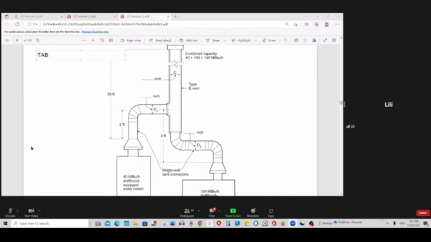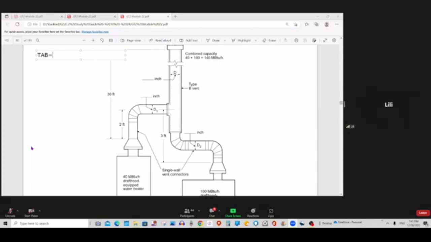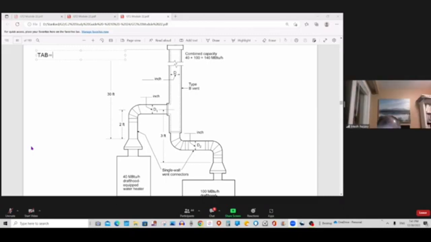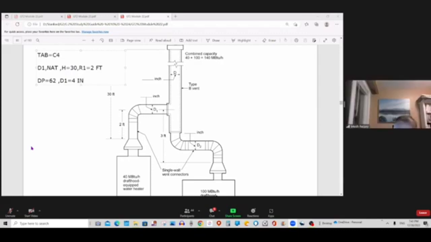It's a single wall, so C4. Why C4? Because both of them are B vent, and two or more appliances, vent and single wall connector. Okay, so table C4, right? Yep. DP equals 62, D is 4 inch.